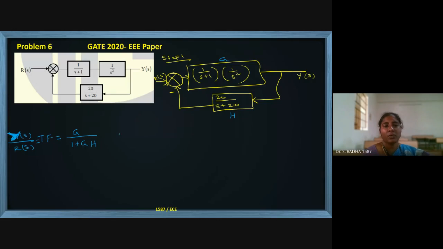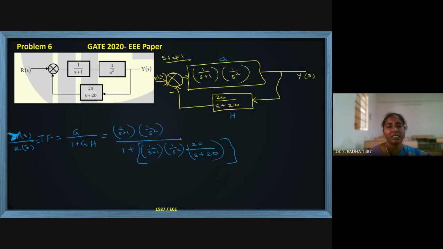Now what I will do, substitute. G means, I told you, the forward direction block is G. So it is 1 by S plus 1 into 1 by S square. This is G divided by 1 plus GH. So G is again 1 by S plus 1, 1 by S square. This is G into H. H value is 20 by S plus 20. In the denominator second term, we have 3 factors multiplied.